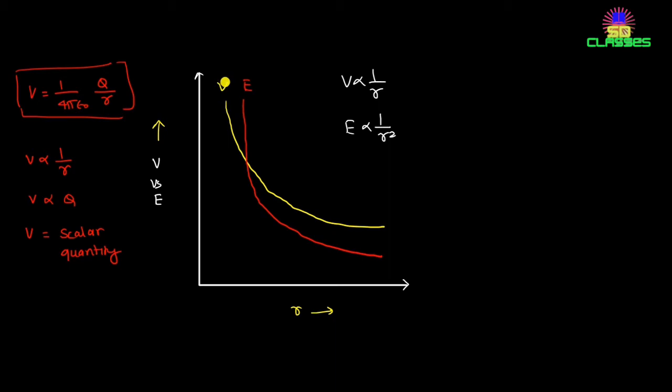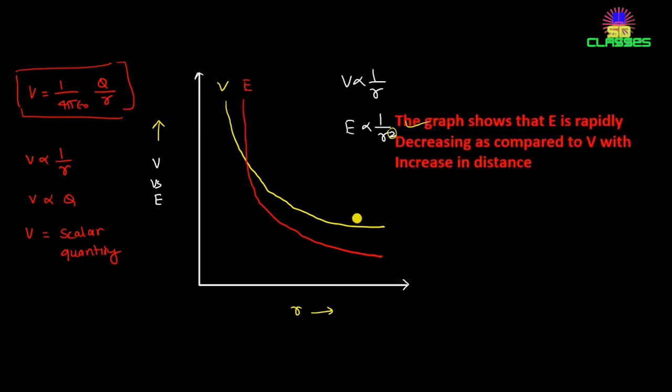What is the difference between the two graphs? You can see both have the same curve, but one is decreasing rapidly whereas the other is decreasing slowly. Since E is inversely proportional to r square, it is decreasing rapidly compared to V. So from the graph we can see E is rapidly decreasing with distance r as compared to V with increasing distance r.